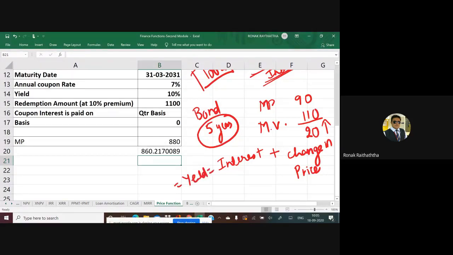So we call it yield. And if we want to find this yield in percentage, then there is a yield function in Excel. Why is yield different from the interest rate? Because it is not only the interest which you get from the bond. Over and above the interest, you get the change in price as well. Because when you are investing, it is 90. When you are getting your money back after 5 years, you are getting 110. So an additional 20 rupees you have got from this bond, right? So yield is interest plus change in price. That is the exact percentage of return you have got.